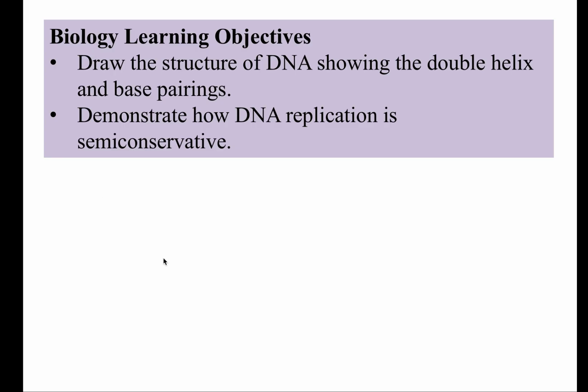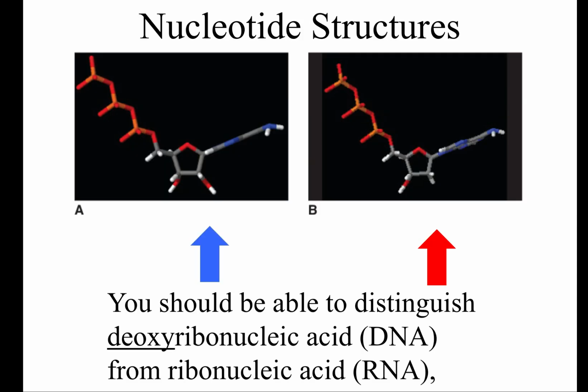So in this podcast, we will learn about the structure of DNA, showing the double helix and base pairings, what goes with what when you're drawing a DNA, and that is a skill that you're going to use over and over in this class, also in lab. And then the idea of semi-conservative DNA replication, how one DNA molecule becomes two DNA molecules. We'll talk about that. So this is one way you can draw a DNA molecule.